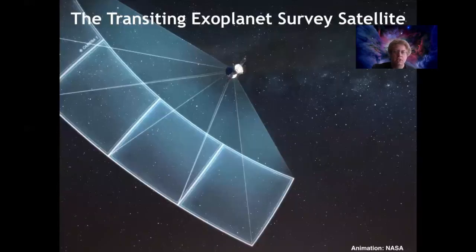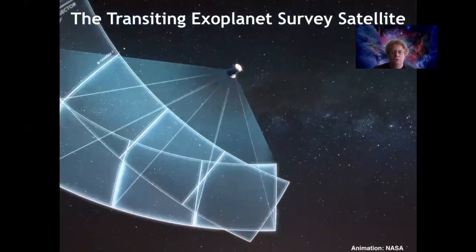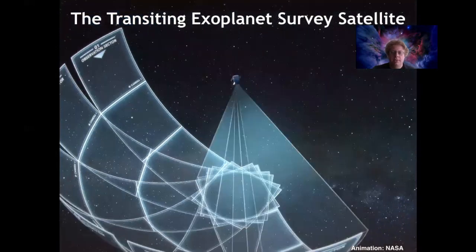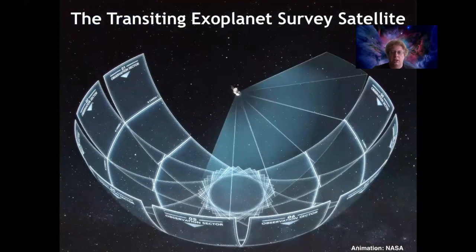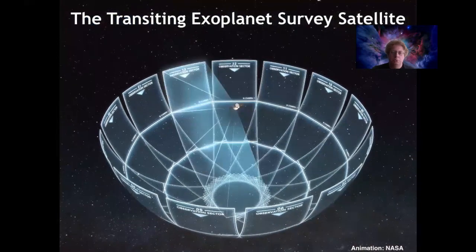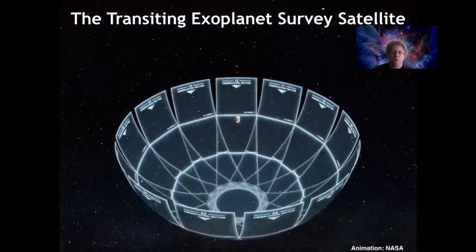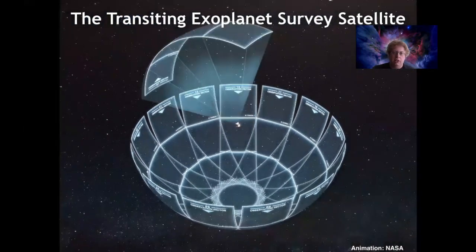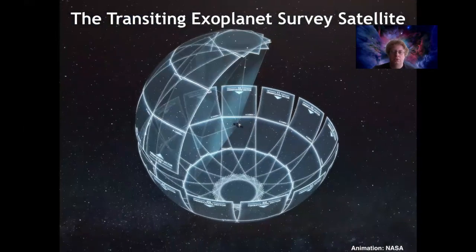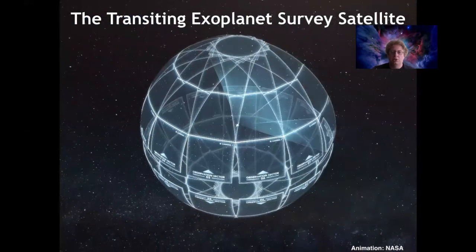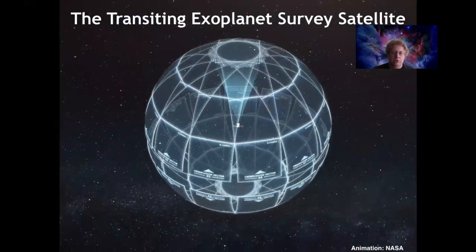So that is why we have built the Transiting Exoplanet Survey Satellite. This is NASA's successor mission to Kepler. Unlike Kepler, which only observed a small part of the sky, the Transiting Exoplanet Survey Satellite, or TESS, is observing almost all of the sky and looking for planets around all of the bright stars nearby.